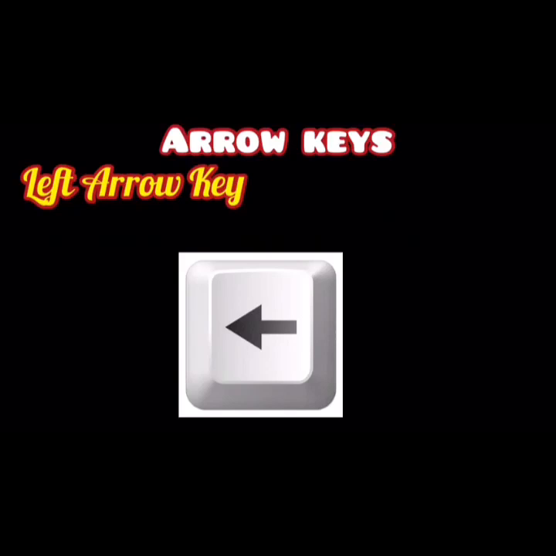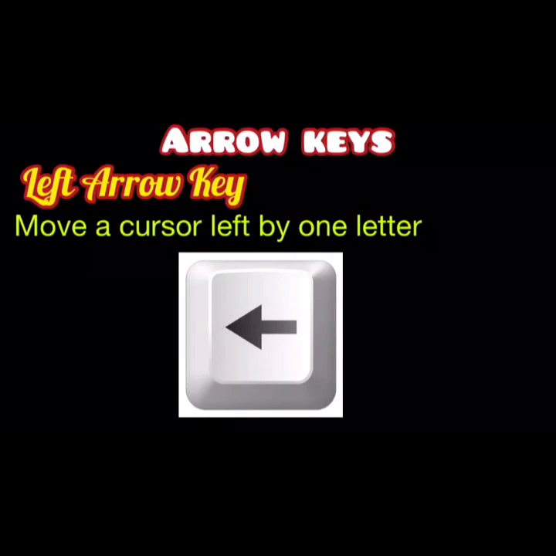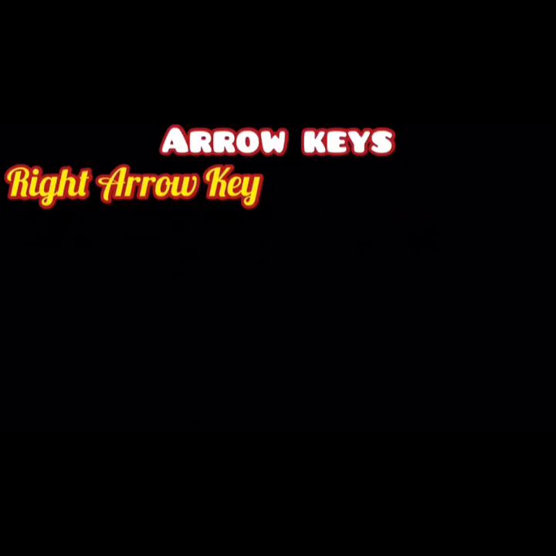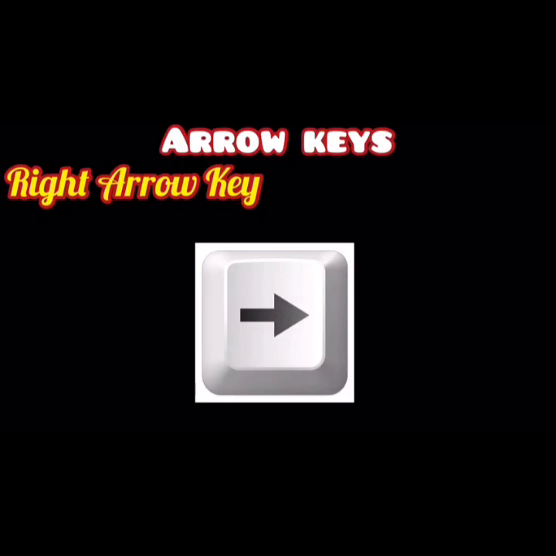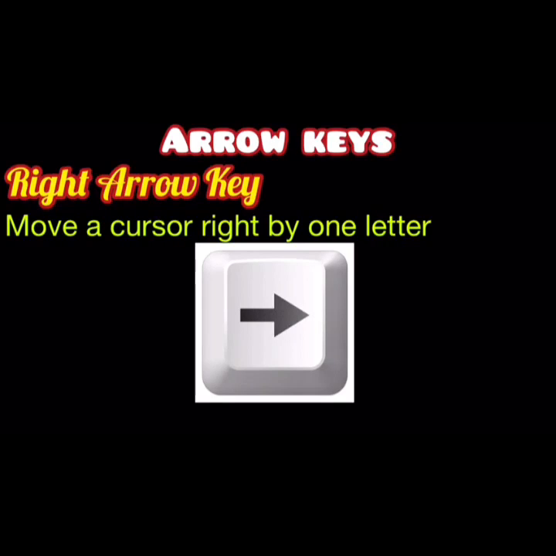The next type of arrow key is left arrow key, and this is a picture of left arrow key. When I am typing many words, there will be letters, right? So if I want to move the blinking line, that is cursor, left by one letter, then I will use this left arrow key. Next type is right arrow key. Again if I want to move the blinking line to the right side, then I will use right arrow key. It will move the cursor right by one letter. So these are the 4 arrow keys, that is up arrow key, down arrow key, left arrow key and right arrow key.